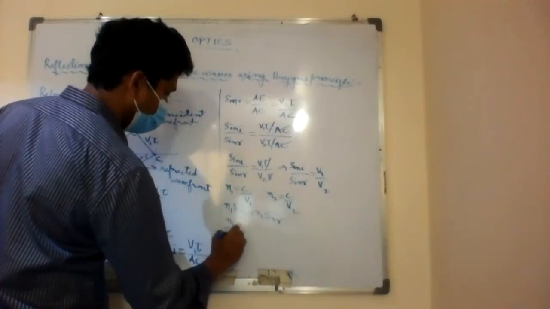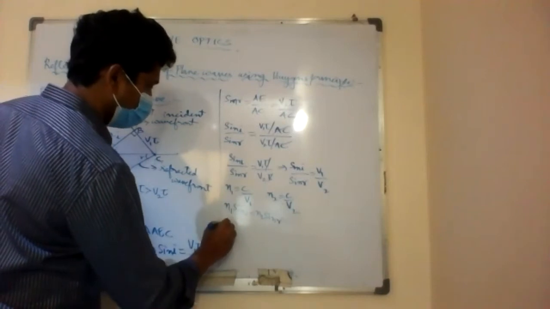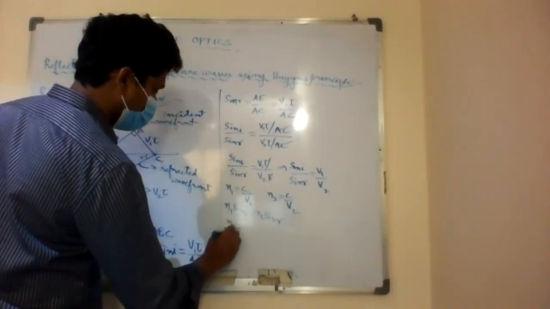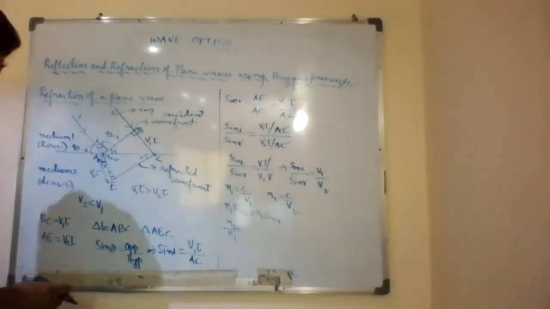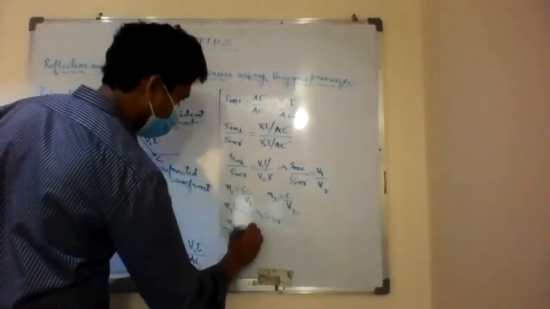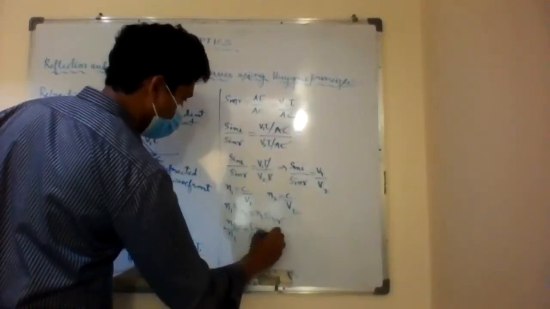So you can write N2 by N1 is equal to sin I by sin R, which is equal to V1 by V2, right?